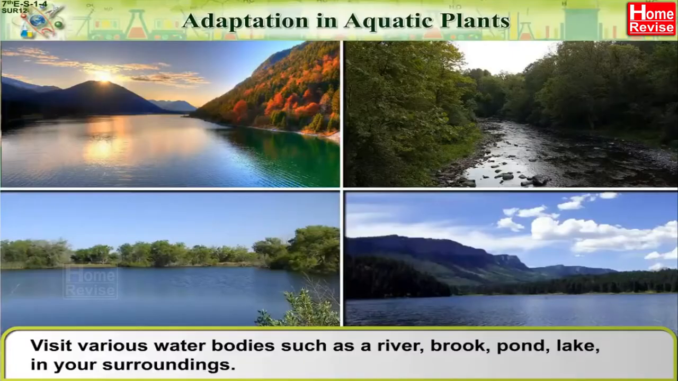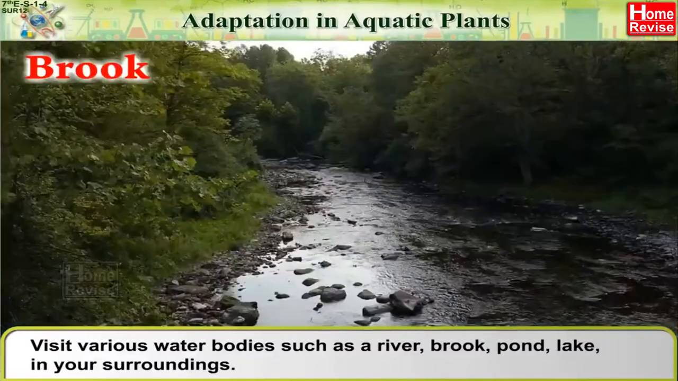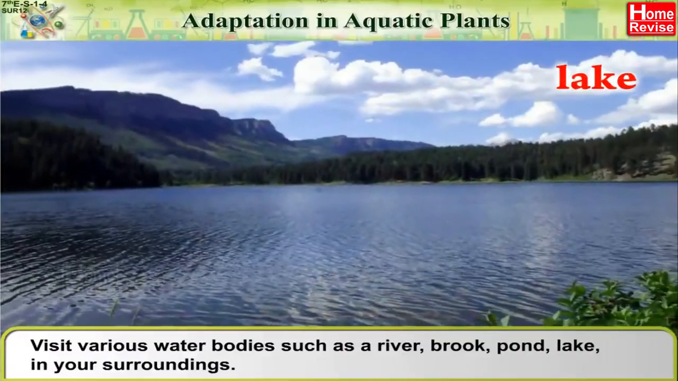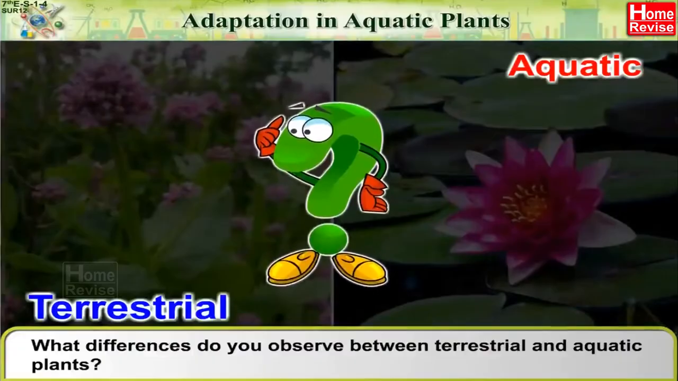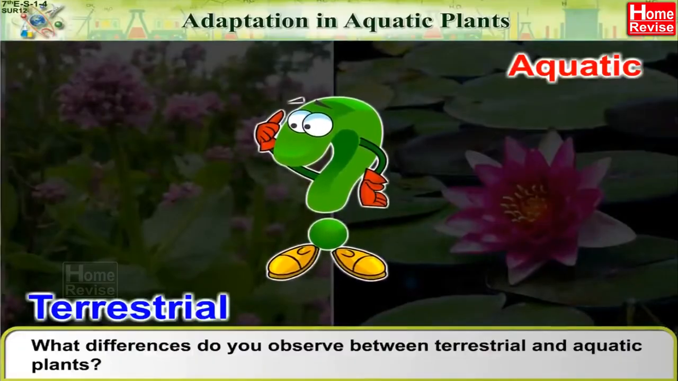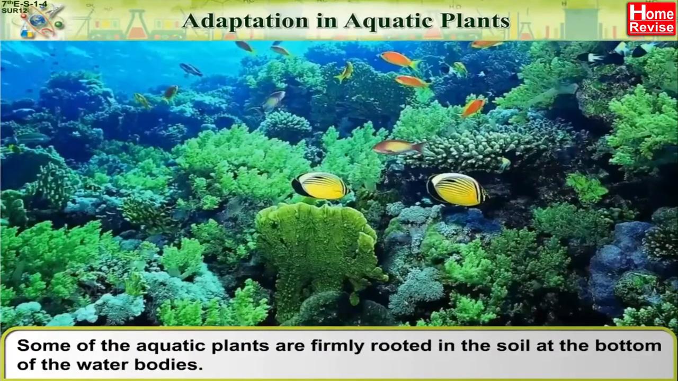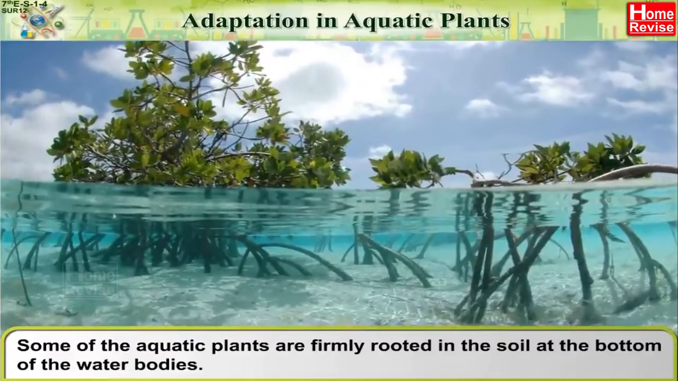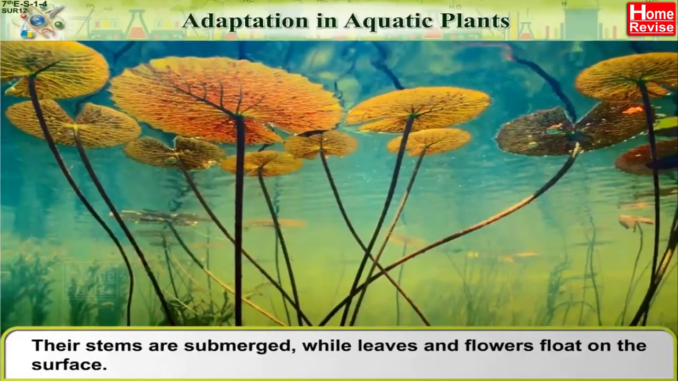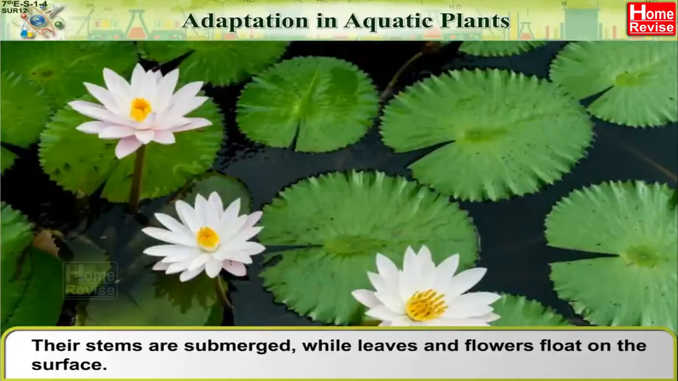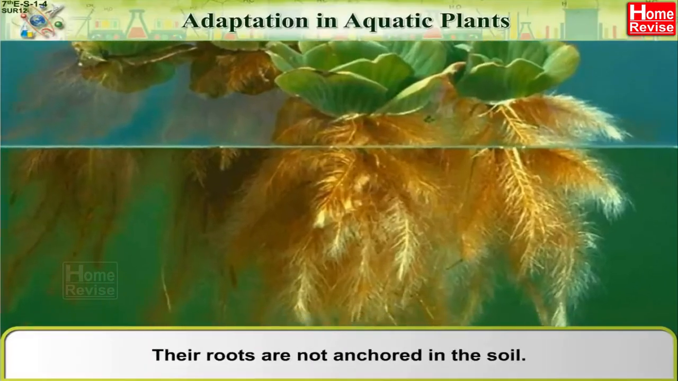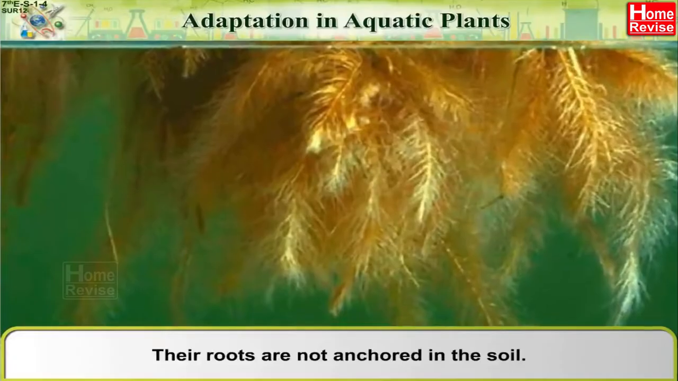Adaptation in aquatic plants. Visit various water bodies such as a river, brook, pond, lake in your surroundings. What differences do you observe between terrestrial and aquatic plants? Some of the aquatic plants are firmly rooted in the soil at the bottom of the water bodies. Their stems are submerged while leaves and flowers float on the surface. However, some plants are entirely afloat. Their roots are not anchored in the soil.